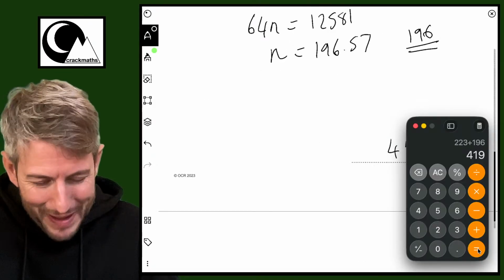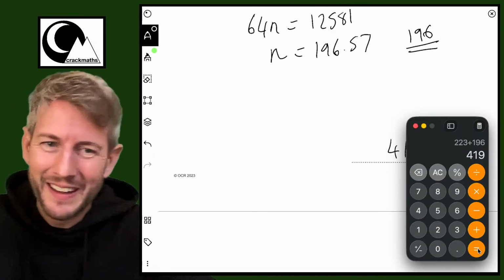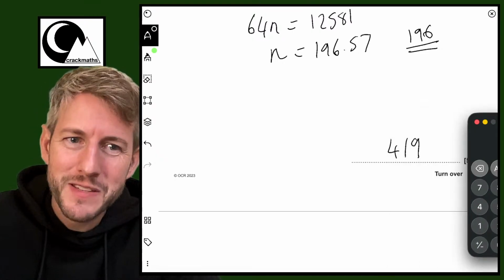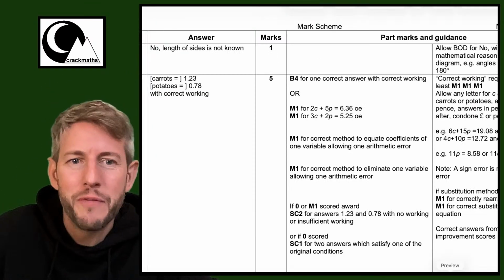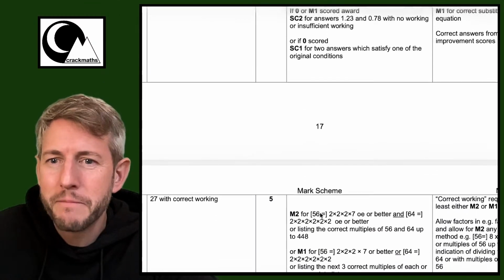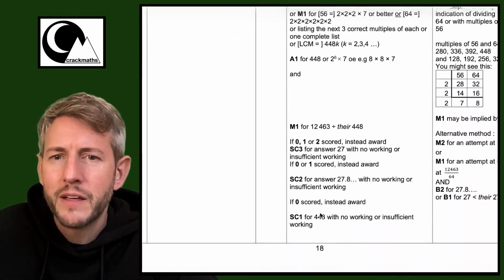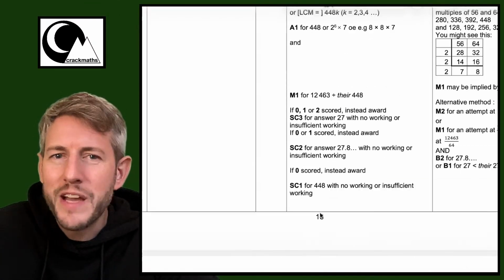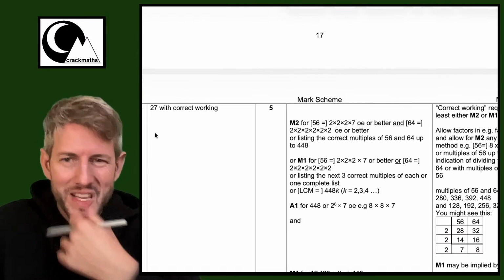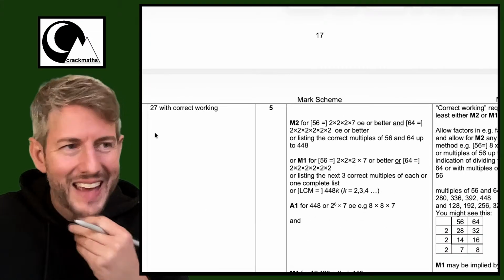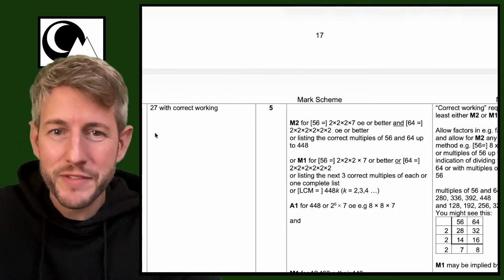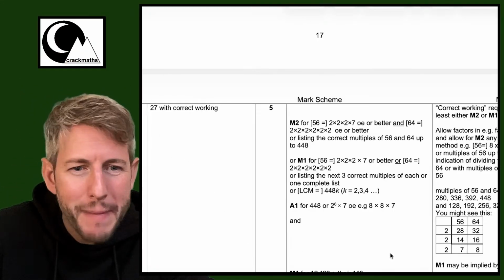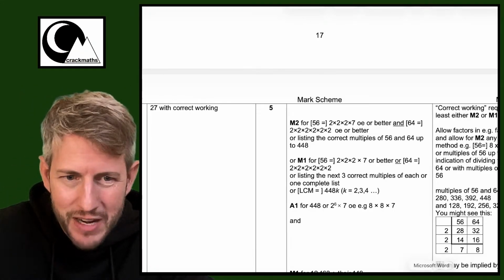I'm a little bit nervous about this question. It was quite out there as questions go. Let's check with the mark scheme to see if they agree. Oh, they don't agree at all. They've said 27 with the correct working. So that is completely out of what I've done. So I have probably made up a question because I haven't read it correctly.